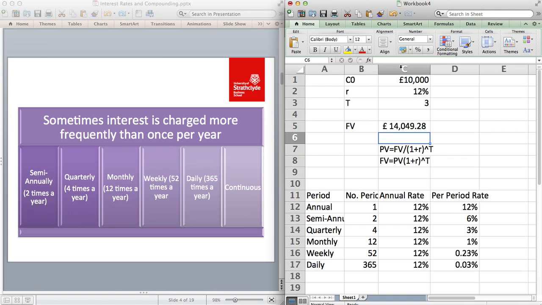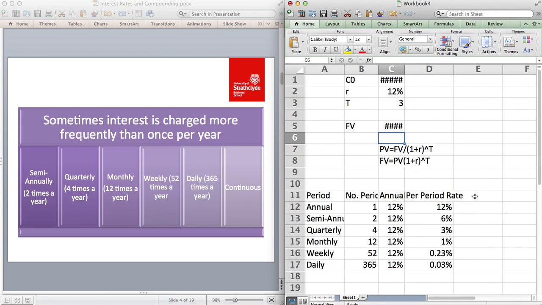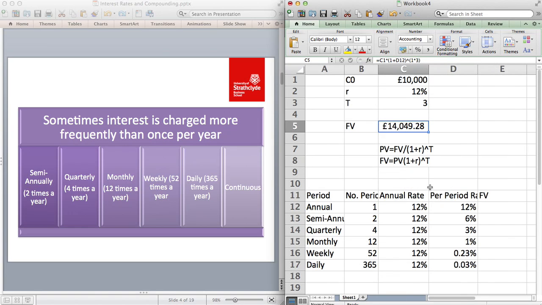I'm just going to bring this forward. I know we're not seeing the full words here, but that's fine. And let's just do the future value. That one needs to be bigger. Right, okay, so the future value, when you've got annual compounding, that's annual compounding there, so that future value is 14,049.28. What happens when it's semi-annual compounding?